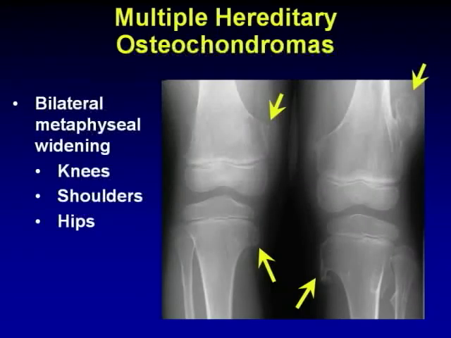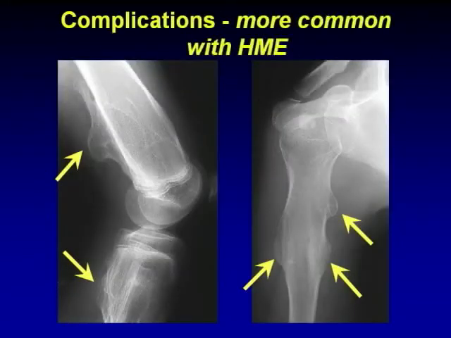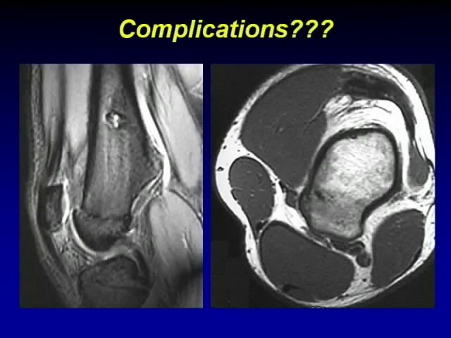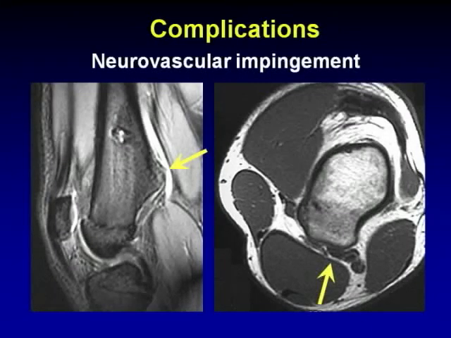You can also have a condition in which there are multiple of these, multiple hereditary osteochondromas or exostoses, as they're sometimes referred to. We look for bilateral metaphyseal widening and deformity, most commonly at the knees, like we see here, as well as the shoulders and the hips. Complications are more common with multiple hereditary exostoses or osteochondromas. And this, of course, begs the question, what complications must we all look for in any case of an osteochondroma that we see? One that's important to keep in mind in every case is neurovascular impingement.